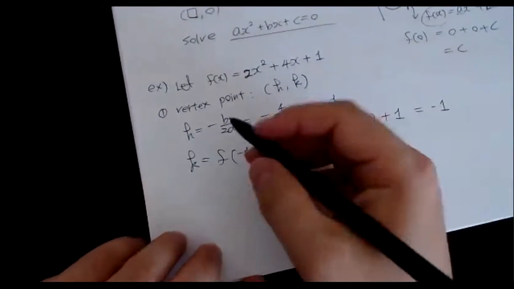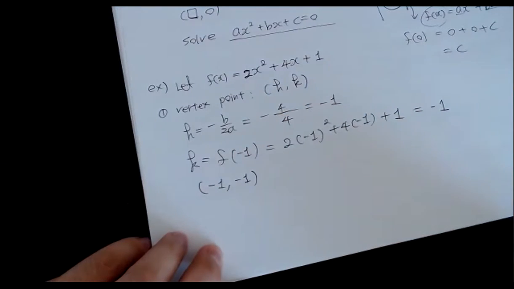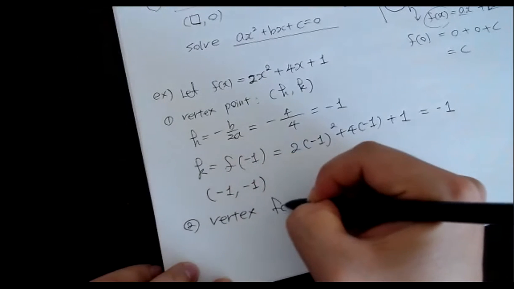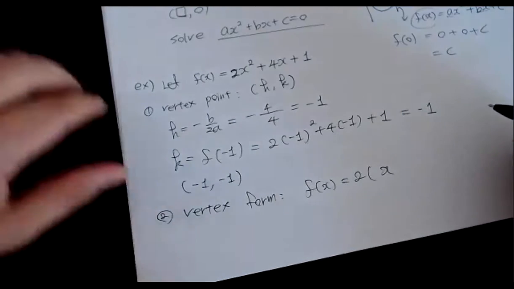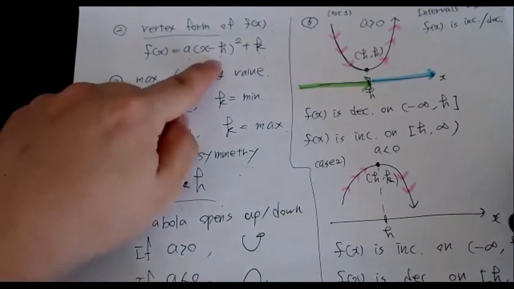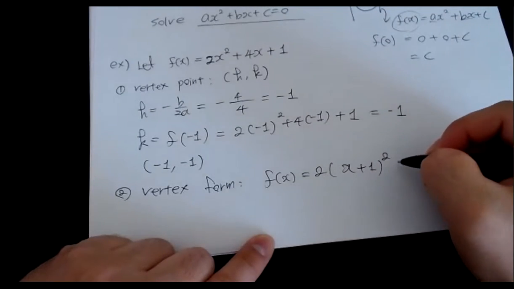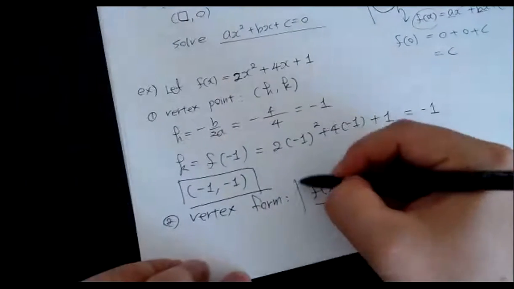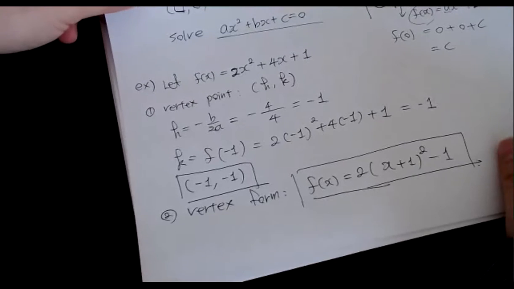Okay. Now, so we figured out the vertex point, which is (-1, -1). So now, vertex form. We can figure out vertex form, which is f(x) = 2 times (x - h)^2 + k. You see that vertex form is a times (x - h)^2 + k, right? So h is -1, k is -1. So we got (x + 1) squared, and then minus 1. This is the vertex form. Okay.